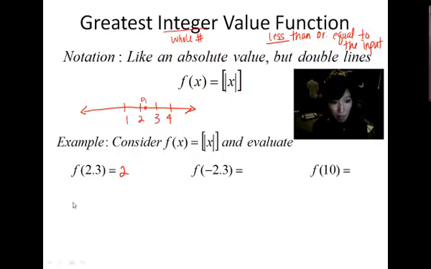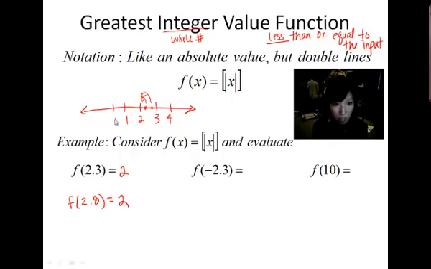Alright? I'm going to just do another example here. What if we had 2.8? Some people would be prone to say, hey, well, it's 2.8, it's closer to 3. But again, we want something that's less than or equal to it, so we're going to go down again to 2, because that is the greatest integer value that's less than or equal to 2.8.